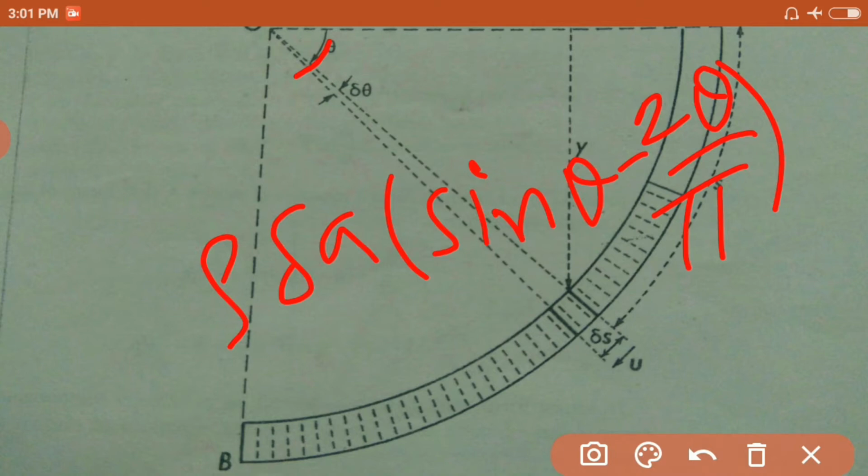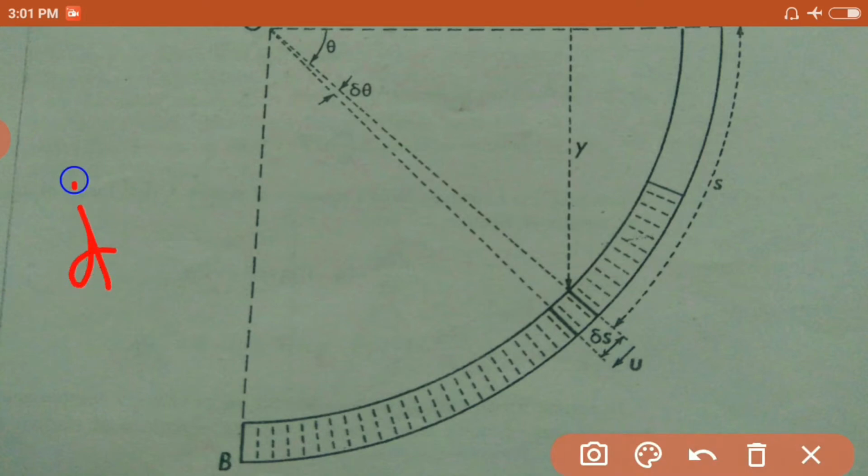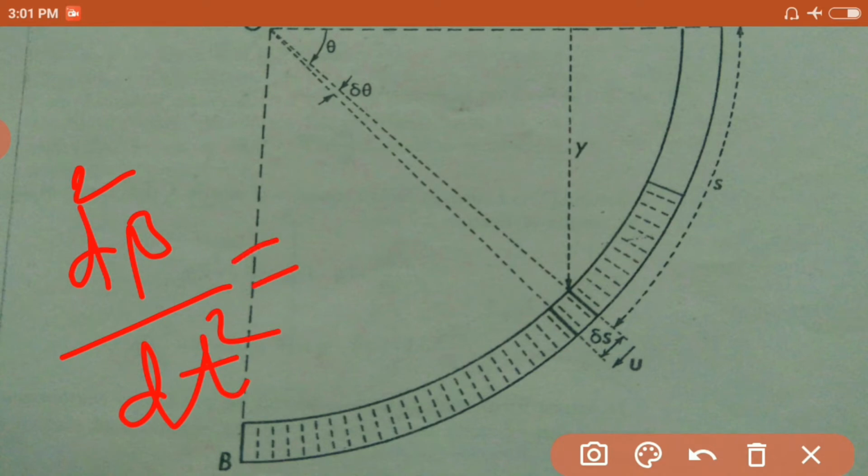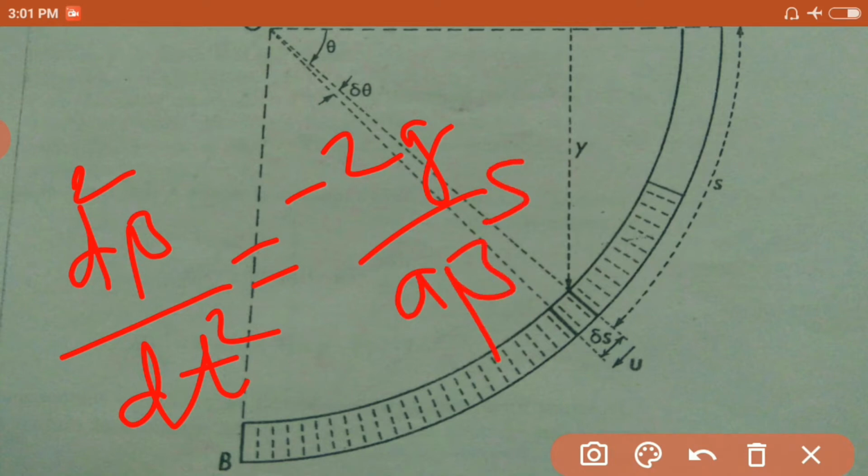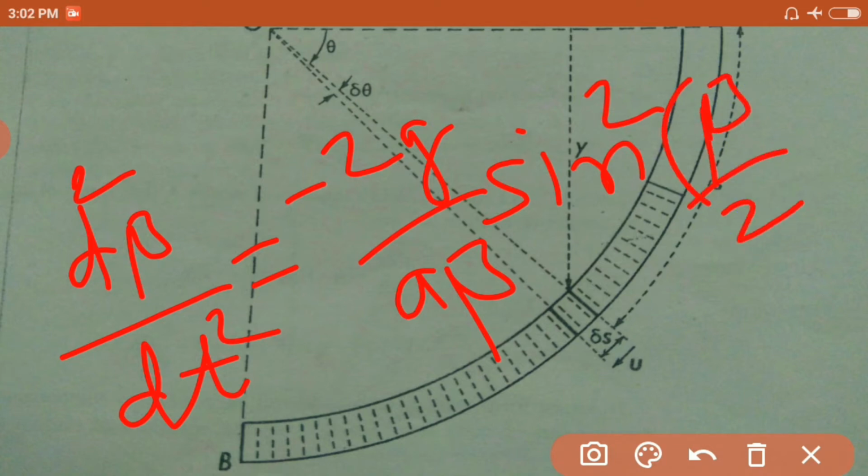Again, prove further that when the liquid remaining in the tube subtends an angle beta at this center, then d square beta by dt square is equal to minus 2g upon a beta into sin square beta by 2. We want to prove this. Now this is the problem. We find the solution of this problem.